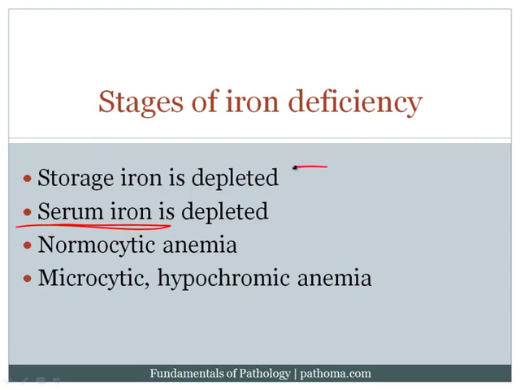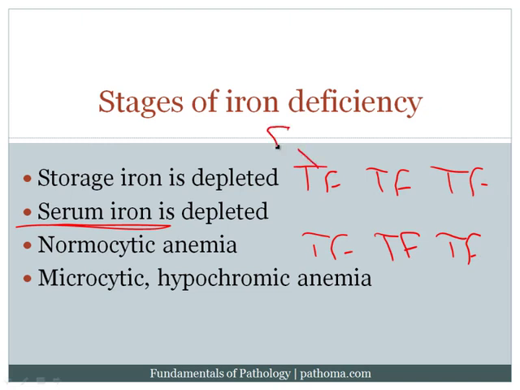So let's remind ourselves that if you have transferrin molecules, let's draw here 6 transferrin molecules. So 1, 2, 3, 4, 5, 6. We've got 6 transferrin molecules, correct? Now normally, when you think about transferrin, 1 out of every 3 is bound to iron. So 1 out of every 3 is bound to iron. So it looks like this.